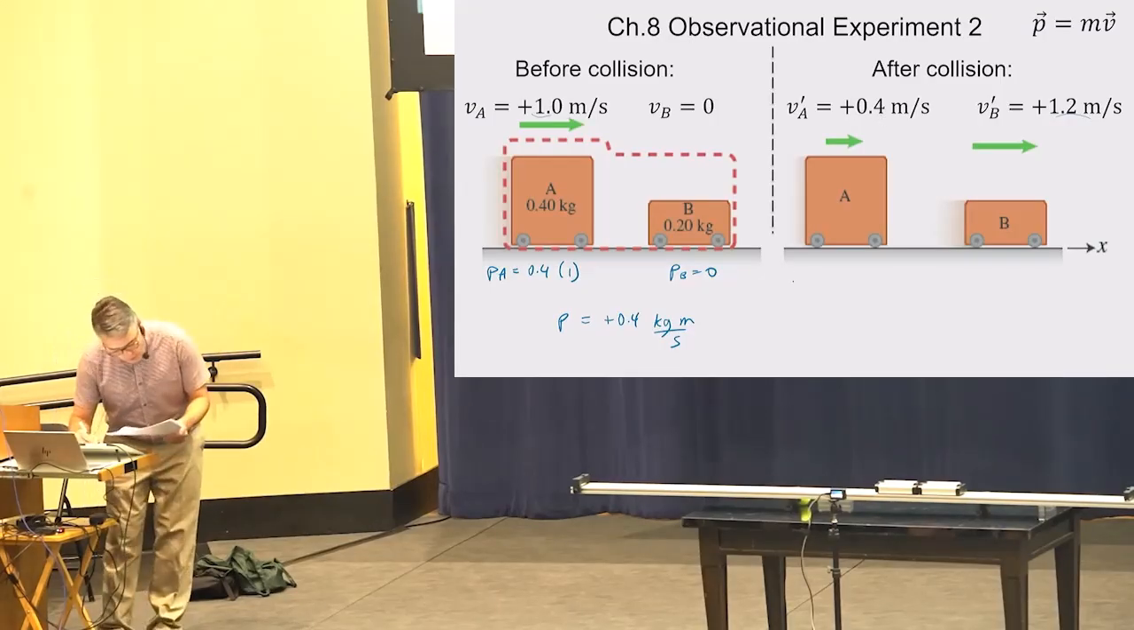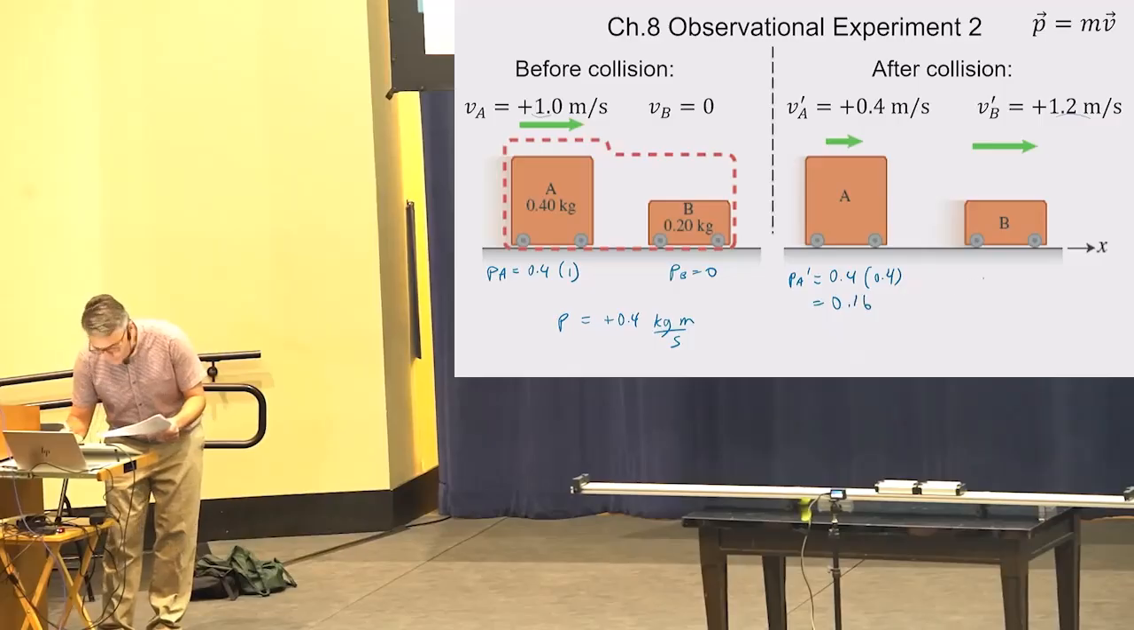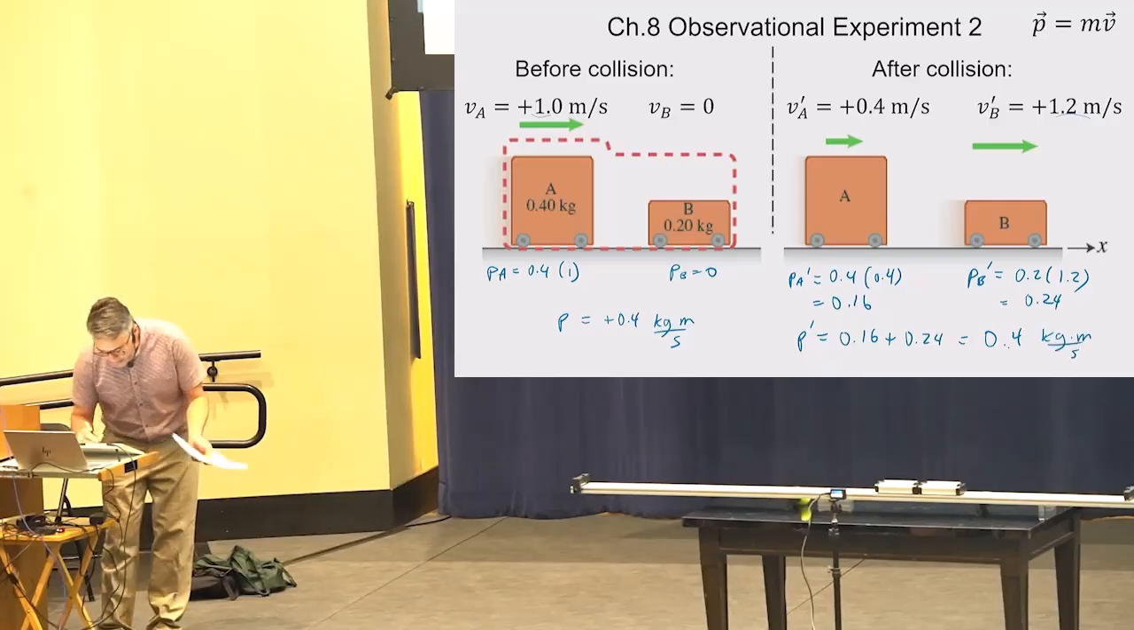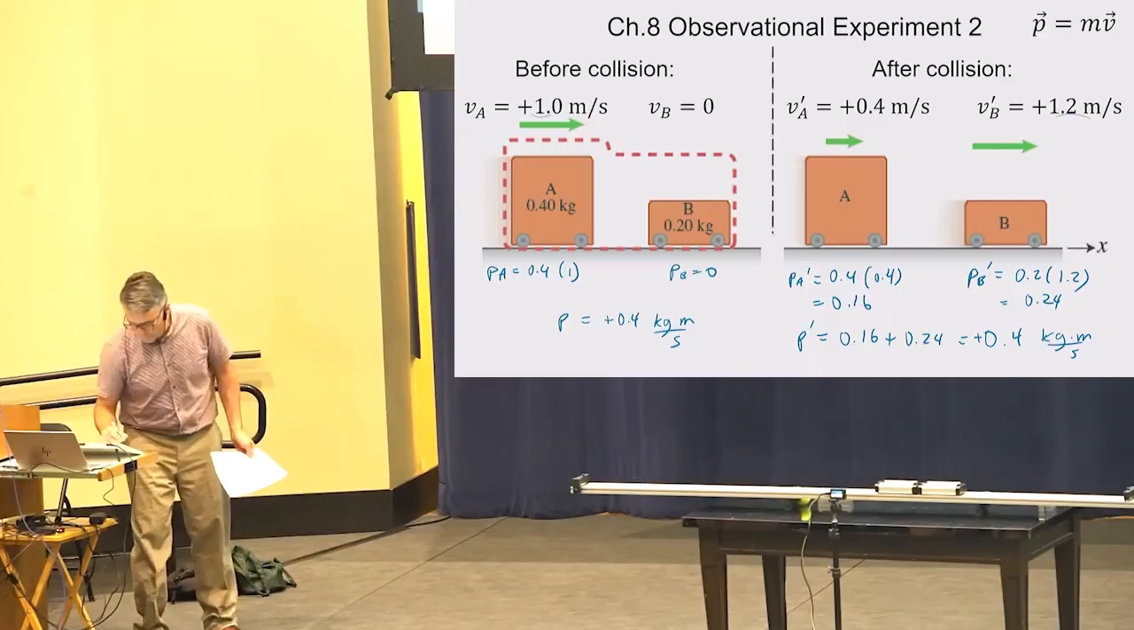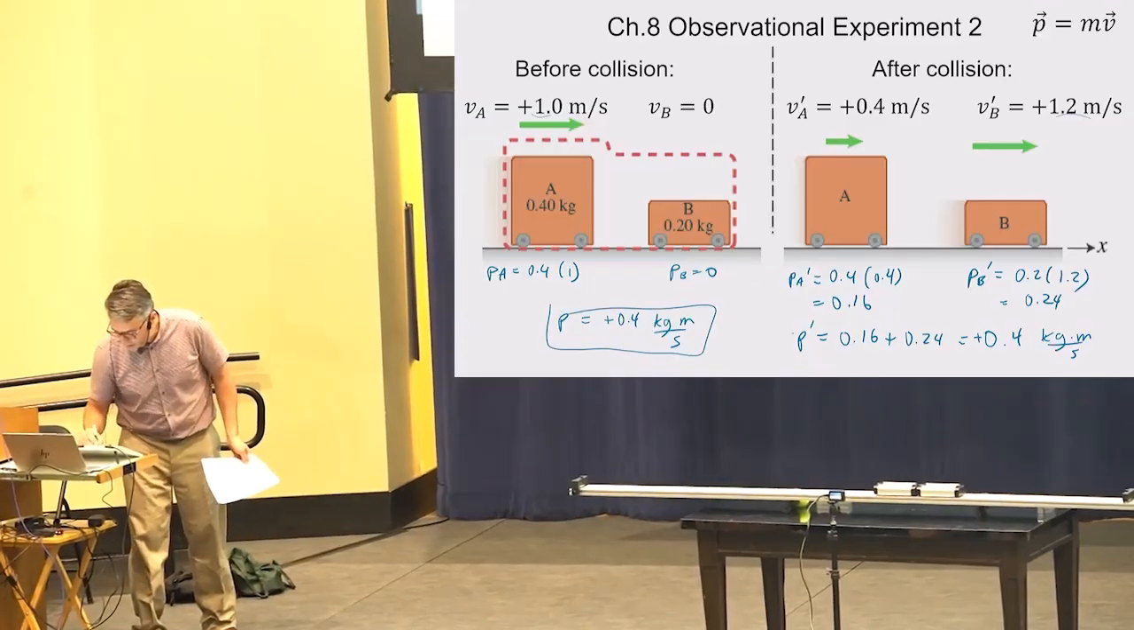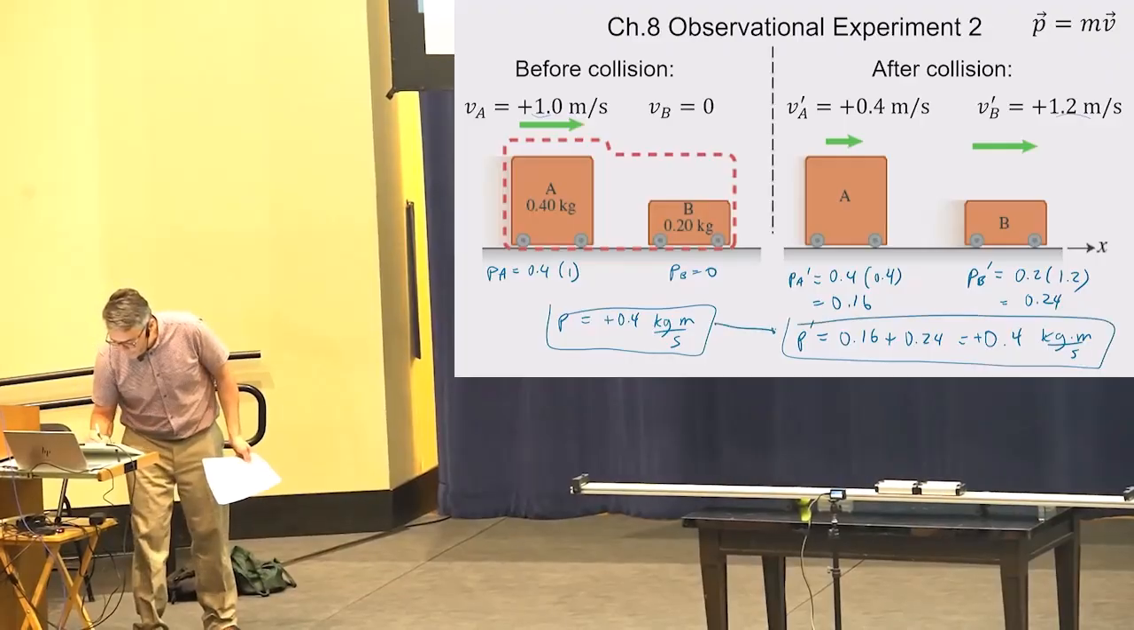But if you work out the primed ones, you've got PA prime is equal to 0.4 times 0.4, so this is 0.16. And this one, PB prime, is equal to 0.2 times 1.2, and you get 0.24. So if you calculate 0.16 plus 0.24, when you do these experiments, you find that momentum has been conserved. So it really isn't that we just randomly wrote down m times v and called it the momentum. It does seem to be something fundamental here. In collisions, the momentum before and the momentum after are equal.